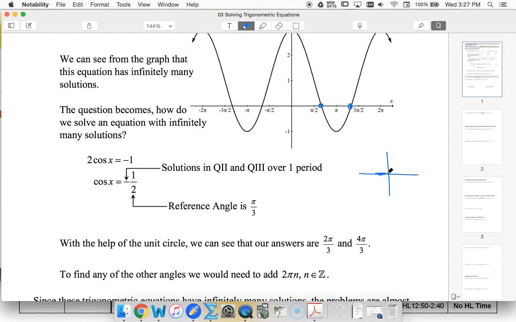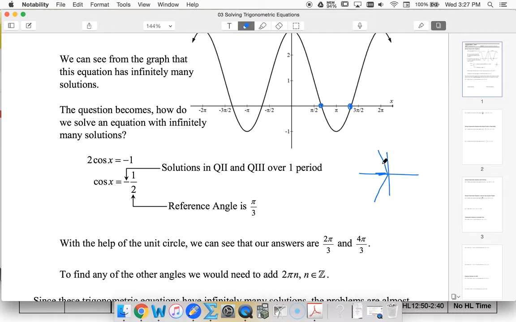So here's negative 1/2, that's my short value, so that's my tall angle. And cosine is negative, so quadrants 2 and 3. Well, that makes sense because between pi over 2 and pi, that's quadrant 2. Between pi and 3 pi over 2, that's quadrant 3.